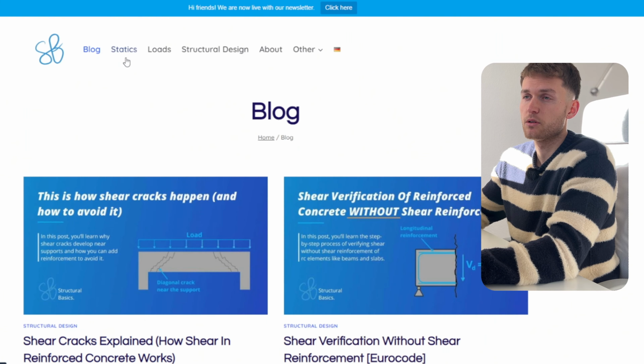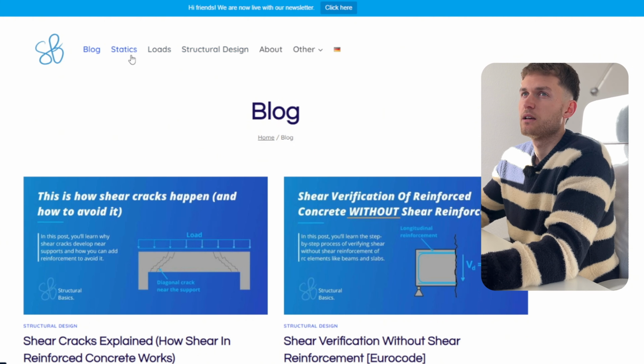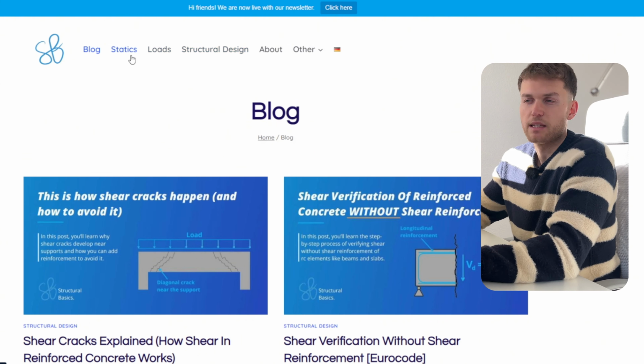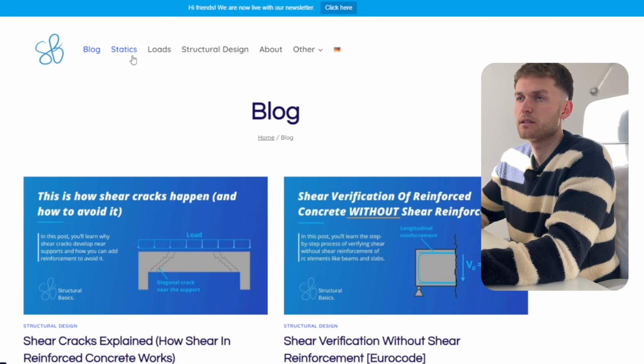If you're looking for a specific topic, it's much better to go to the category. If you're interested in structural design, go to structural design. If you're looking at how to calculate the dead load or the wind load, then you should look here at the loads. Let's simply look into those categories.